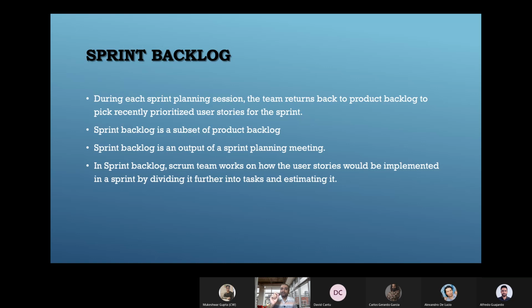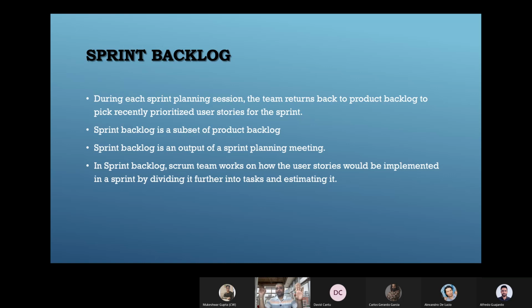Now, the sprint backlog is a subset of the product backlog. Very important point to understand. Don't get confused that we have two separate things, which means different requirements in the product backlog and other requirements in the sprint backlog. No, no.